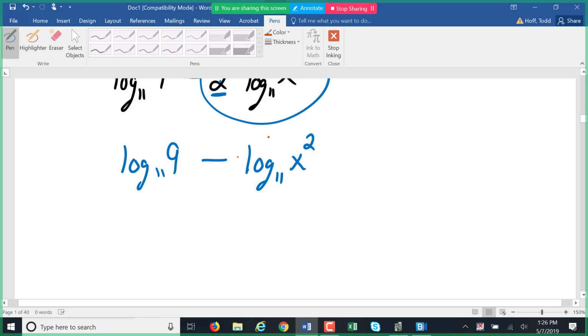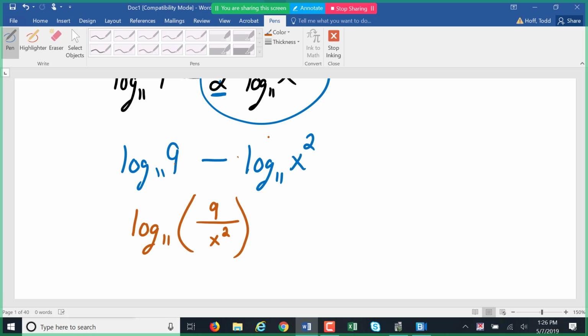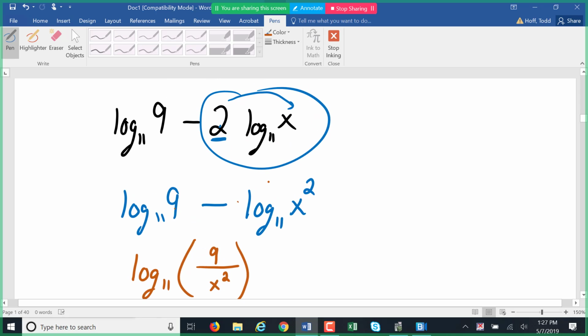Now, before we took division and we broke it into subtraction, now we're going to go the other way. We have subtraction of two logs. We're going to pull it back to be division. So log base 11, the 9 goes on top, subtracting the log of x squared, so the x squared goes on bottom. So that all can be combined to be log base 11 of 9 over x squared. Now the base of the log, the base 11, is just arbitrary. I threw whatever number I wanted to in there. But just know that it has to be the same base on the log throughout the whole problem.